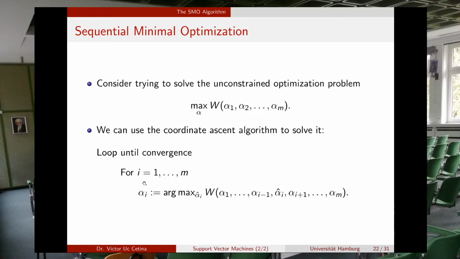For example, consider first working with alpha 1 and trying to maximize this function in the dimension of alpha 1. Then you move to alpha 2, you give values to all the remaining alphas, and you optimize with respect to alpha 2. Then once you have done that, you go on and optimize with respect to alpha 3, and so on. Well, that could be an approach that seems interesting, but there is a problem if you want to do that.